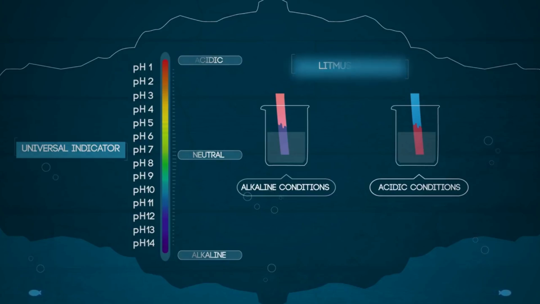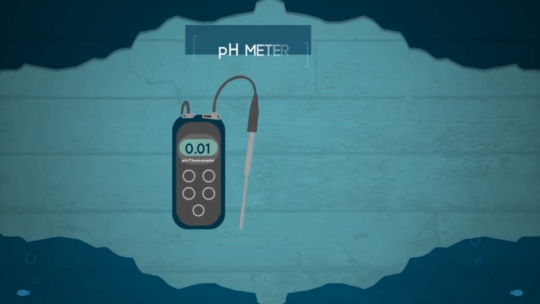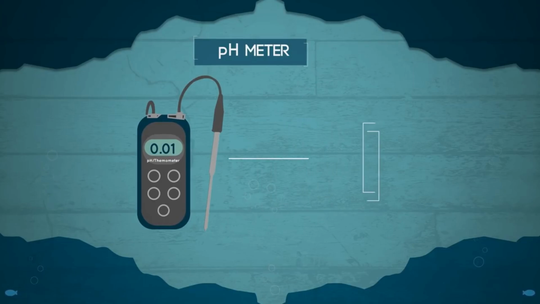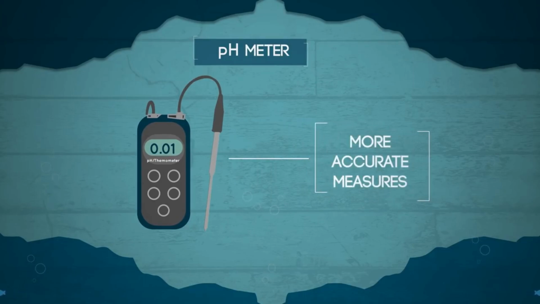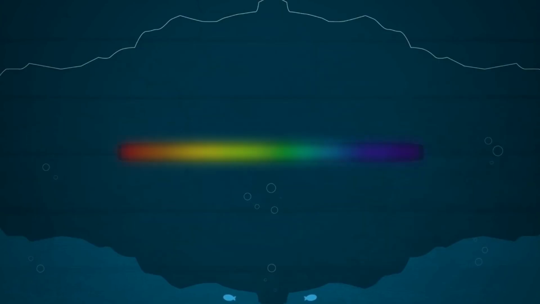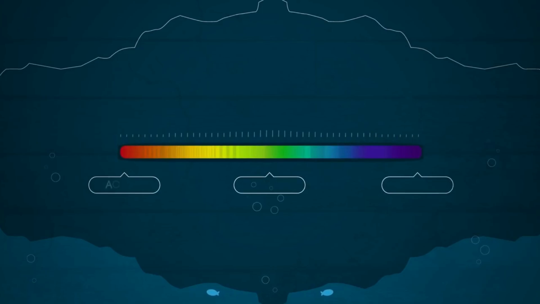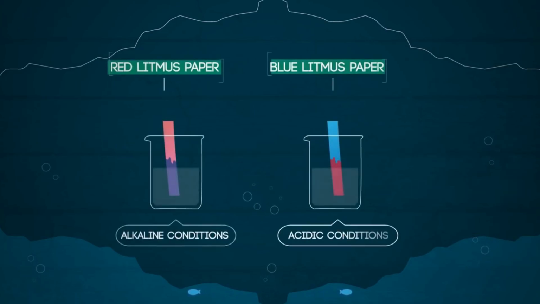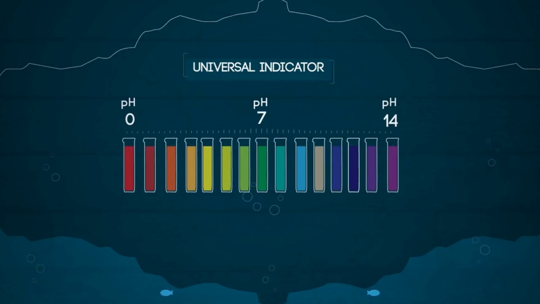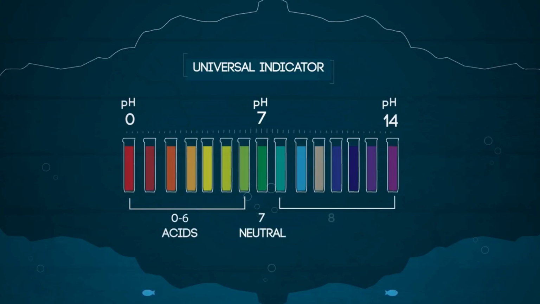We can also get even more accurate measurements of pH using a pH meter, which will give us readings to 0.01 of the pH. So from this lesson, you should now know indicators can tell us whether something is acidic or alkali and how acidic or alkali it is. Red litmus paper changes colour for alkalis and blue litmus paper changes colour for acids. And universal indicator can give us more detail, indicating where on the 0 to 14 pH scale a solution is. Acids are from 0 to 6, neutral is 7, and alkalis are 8 to 14.